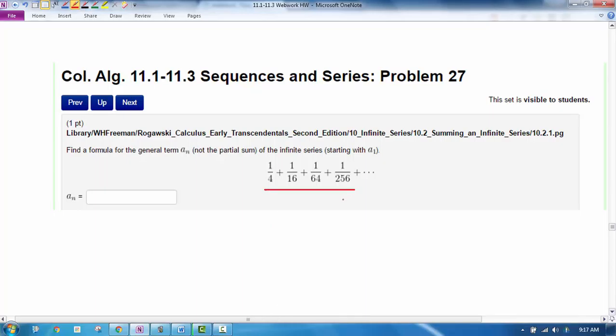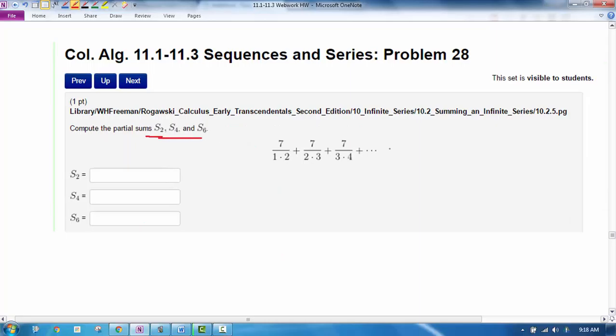Okay, the next one gives us a series here, and they just want us to find the explicit rule for the sequence, which is 1 over, in this case, 4 to the nth power, because the first one gives you 1 over 4 to the 1st, the second one gives you 1 over 4 squared, third one gives you 1 over 4 cubed, which is 64, so that works for the rule. So just 1 over 4 to the nth.